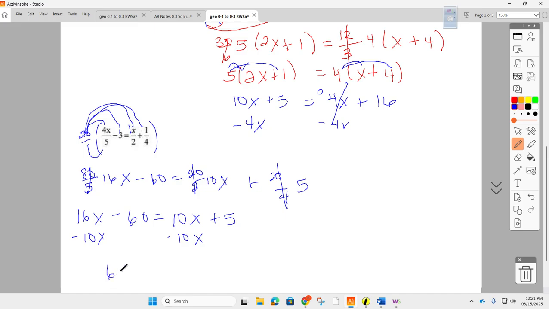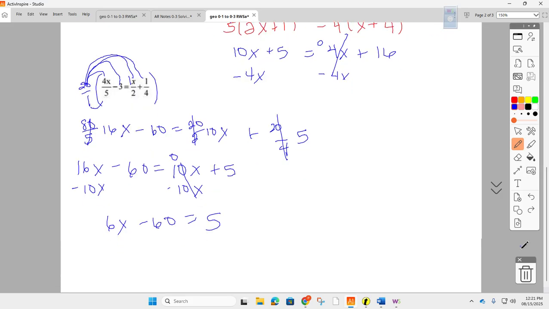16 minus 10x is 6x minus 60. That was the 0 plus 5, which is just 5. Now 6 times x minus 60 equals 5. So we're going to add the 60 to undo the subtracting. 6x equals 65. And we're going to divide by 6 to undo the multiplying by 6, because remember 6x is 6 times x. And 65 over 6 is simplified. You can check it on the calculator if you want. It is simplified.